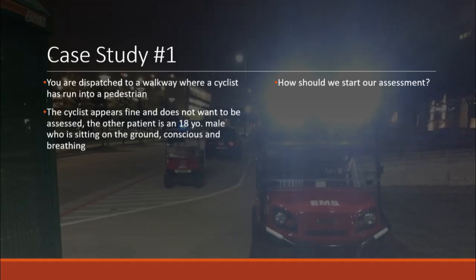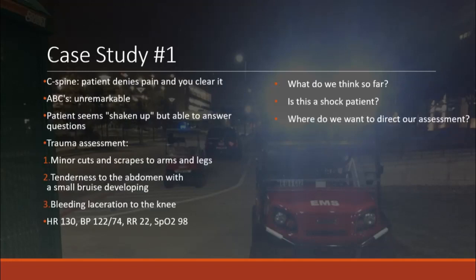We'll probably just go through the basics, C-spine, ABCs, and then after that we'll move into a little bit more of a trauma focus and make sure he doesn't have any sort of major injuries, because this is a traumatic injury. So C-spine, patient tells you he doesn't have any pain in his neck or back, and you essentially go through all the steps to clear it.